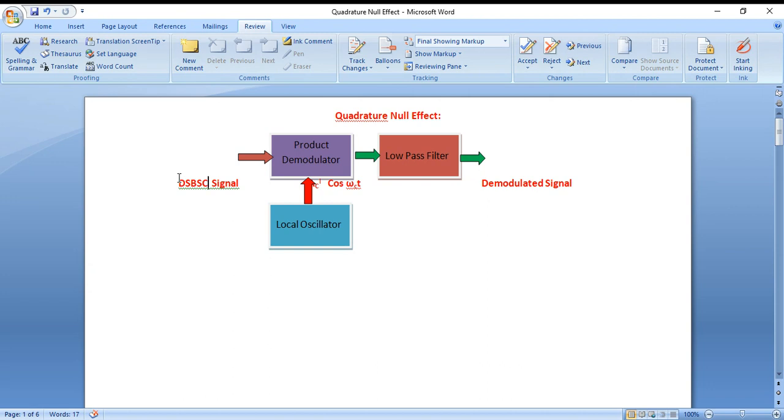In such a case, when there exists a phase mismatch between the local carrier signal and whatever you are receiving, we encounter something called the quadrature null effect. This quadrature null effect can be defined as the disappearance or vanishing of the message signal at the output of the coherent detector. How it occurs is as follows. Let me take a case.